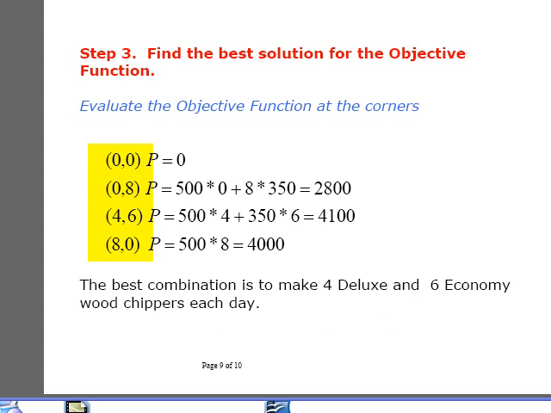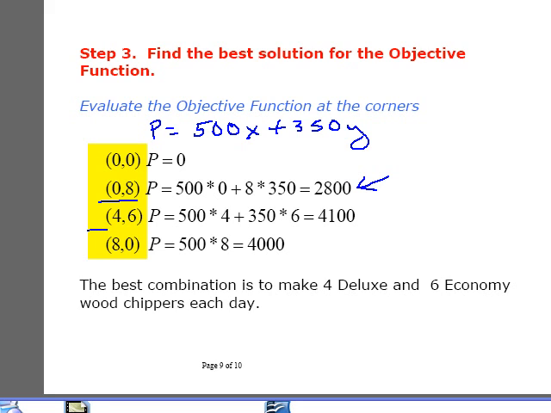So here are the corners in a list, and here is the objective function P, in case you didn't remember what P was. P equals 500x plus 350y, that was $500 for selling every deluxe one, and $350 for every economy one. Okay, so I put, in this case, x of 0, y of 8 into the equation, and I say that if I made no deluxe models and 8 economy models, everything would get assembled and everything would get painted, within the allotted times, but the profit would be $2,800.